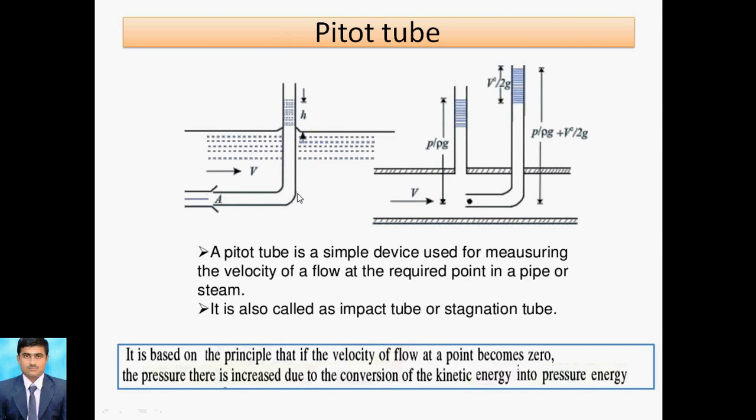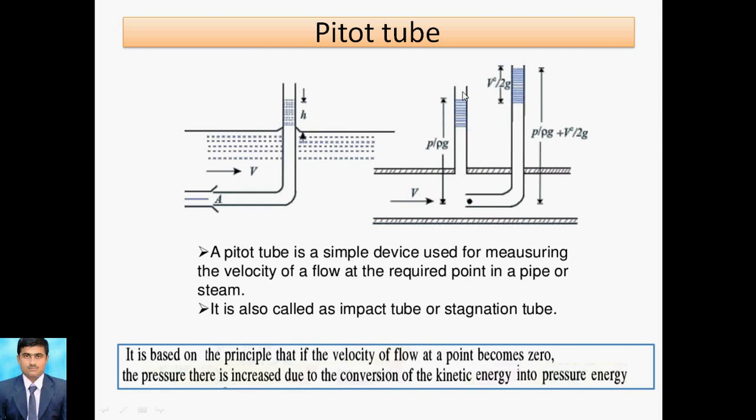So the pipe is bent. That pipe bend is called a pitot tube, which is used for measuring the velocity of flow at the required point. Suppose we require it at this point, we can attach it directly and we get the value of velocity. It is based on the principle that the velocity of flow at a point becomes 0, and the kinetic energy is converted into pressure energy.